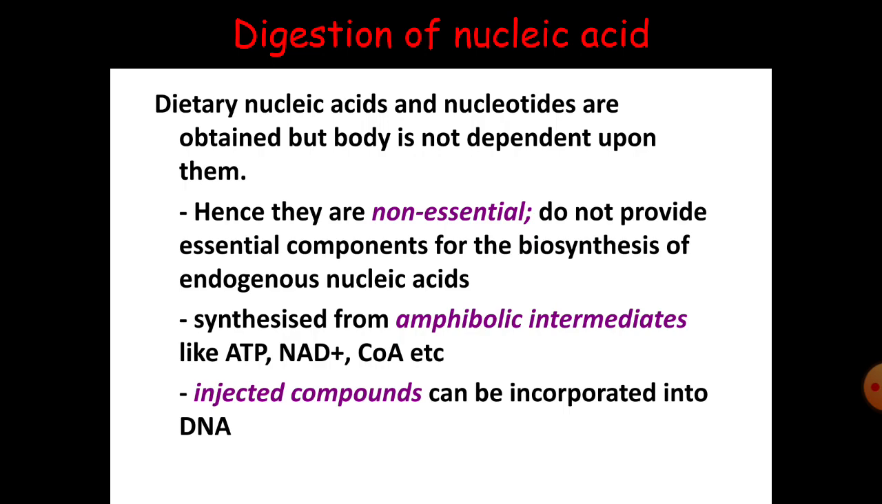But it is not the dietary nucleotides that actually make the nucleic acids. So actually these are not essential for us. Even if we do not take them from outside, our body has its own machinery to synthesize them. Both purine and pyrimidine can be synthesized from different amphibolic intermediates, but these dietary nucleotides do enter and they are handled in our body.